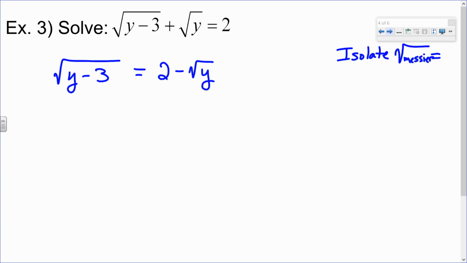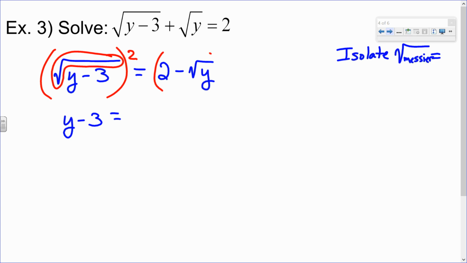Now that I have a square root isolated, I want to get rid of this square root, and I do that by squaring it, because squaring a square root makes it go away, so that I then just have y minus 3 on the left, so that's much nicer. But if I do something to one side, I have to do it to the other side, so I also need to square 2 minus root y. And here's my caution for you. That is not 2 squared minus root y squared. That is not 4 minus y. It's also not 4 plus y.